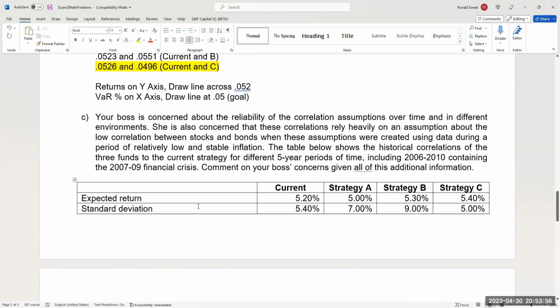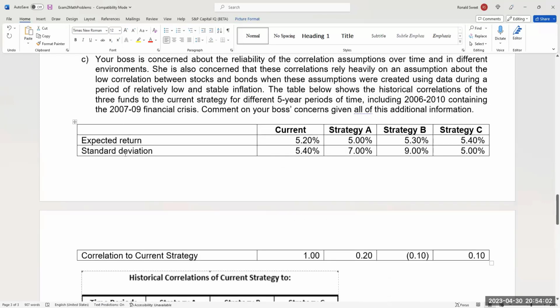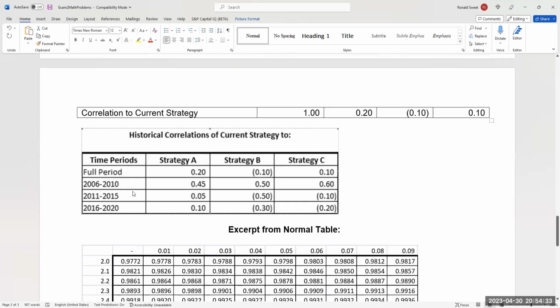All right. And then this last one, there's no table or anything for it other than, well, down here there is a table. You just have to read the question and see what your boss is asking. And this really comes down to just incorporating what we talked about in class. So your boss is concerned about the reliability of correlation assumptions over time in different environments. We talked about that. Correlations are unstable depending on the environments. She's also concerned that all of these assumptions came during times where stocks and bonds were lowly correlated because there was not much inflation. And so you got this table, all of this table is during a time where we had very little inflation. So you can actually add that into your answer.